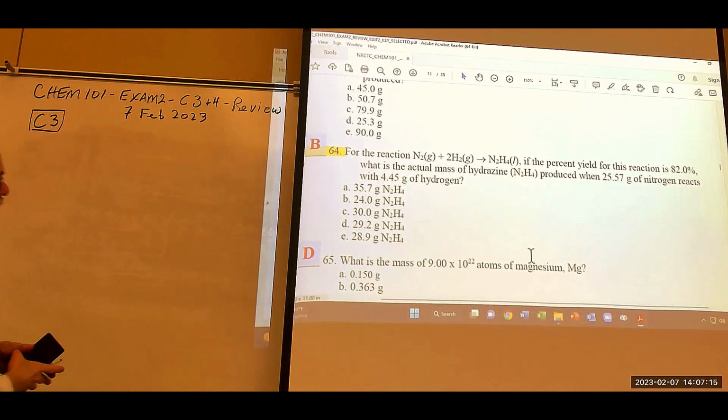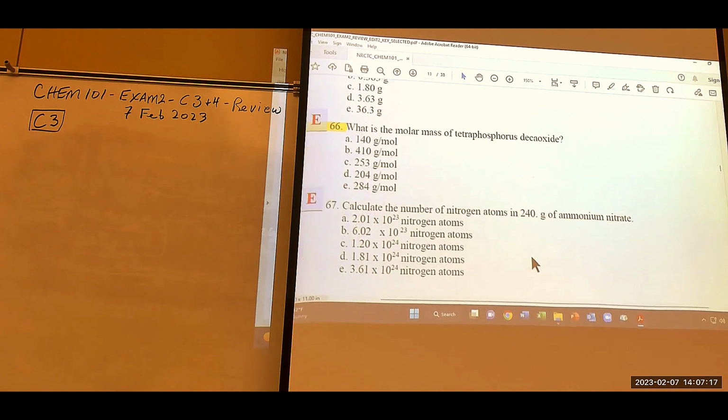See, we're still in chapter 3. What's the molar mass of tetraphosphorus decoxide? So you just need to know how to write that compound, correct? This one should be fairly easy. Tetraphosphorus decoxide, calculate the molar mass.